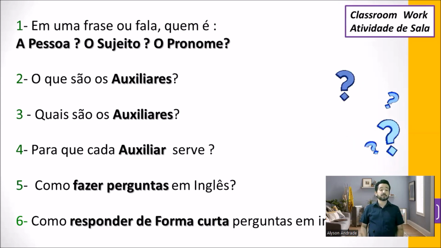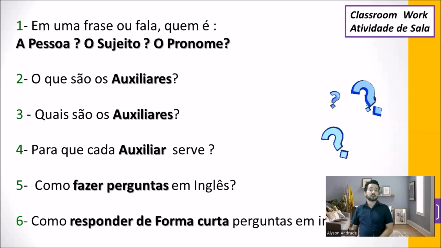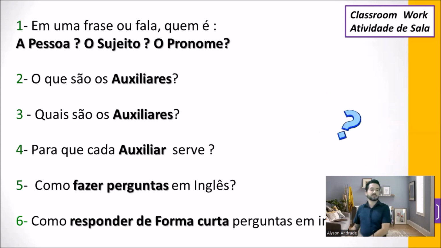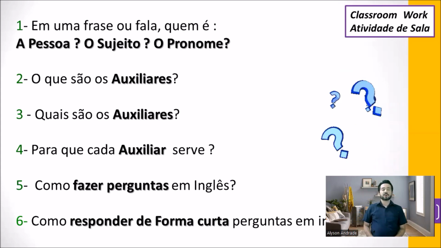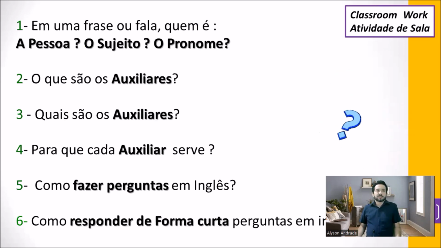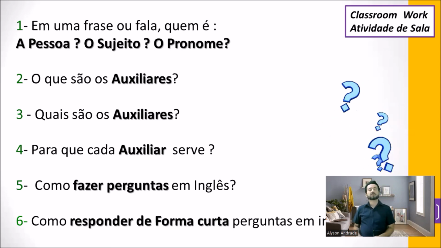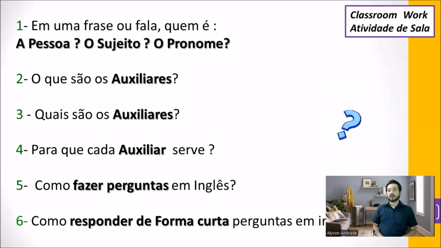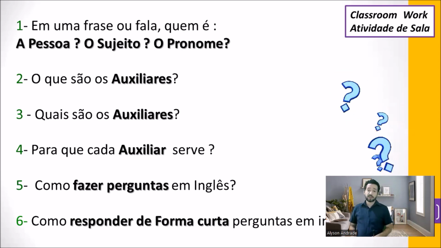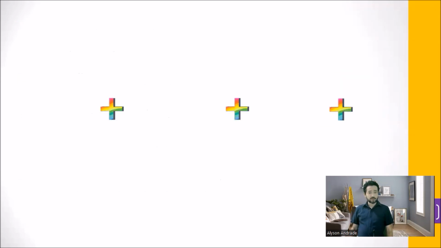First, who is a person, a subject, or a pronoun? Second, what are auxiliaries? Which are the auxiliaries? For whom is each auxiliary useful? And how to make questions in English and how to answer those questions in a short form for the present, past, future, and conditional tenses. So let's go, let's work.